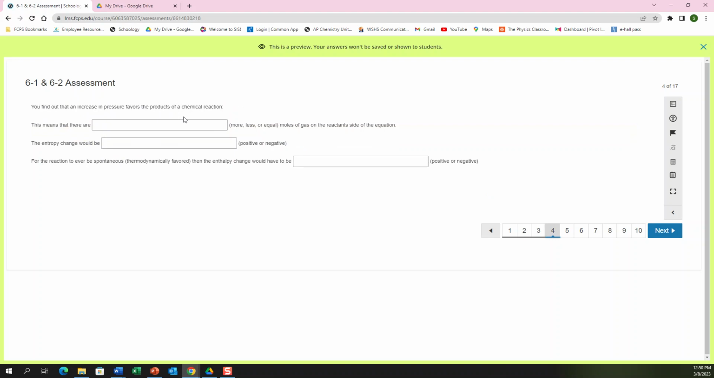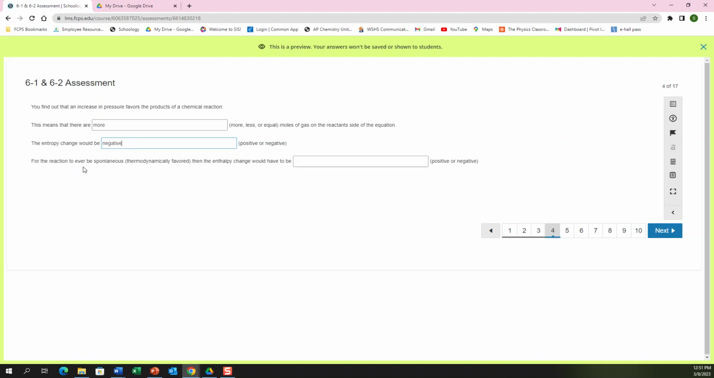You find out that an increase in pressure favors the products. So that means there's fewer moles of gas on the product side, because an increase in pressure favors the side with fewer moles of gas. That means that there are more moles of gas on the reactant side. And if there's more moles of gas, you have more moles of gas going to fewer moles of gas. Fewer gas particles would mean more order or less disorder. So the delta S would be negative, because as the reaction proceeds, you're going from more gas particles to fewer gas particles. The fewer gas particles you have, the more ordered your system. The more gas particles you have, the less ordered your system, the more entropy there is. So we're going from more entropy to less entropy, so our delta S is negative.